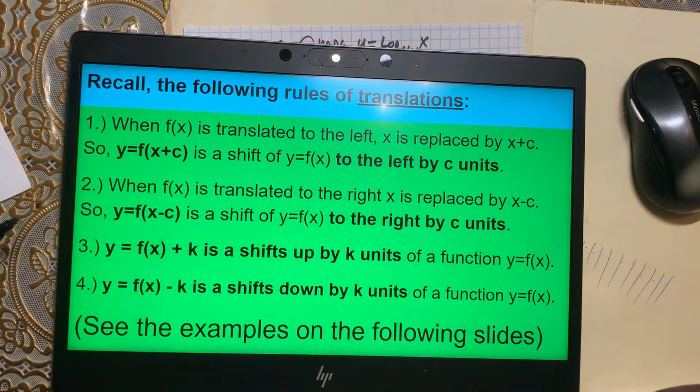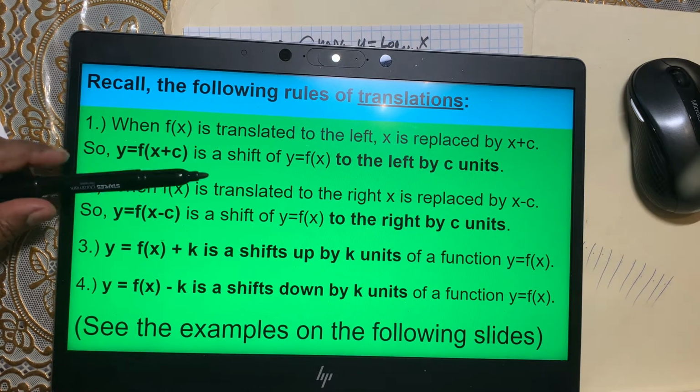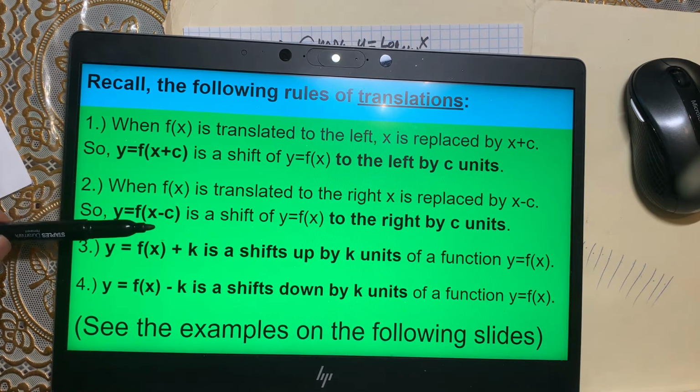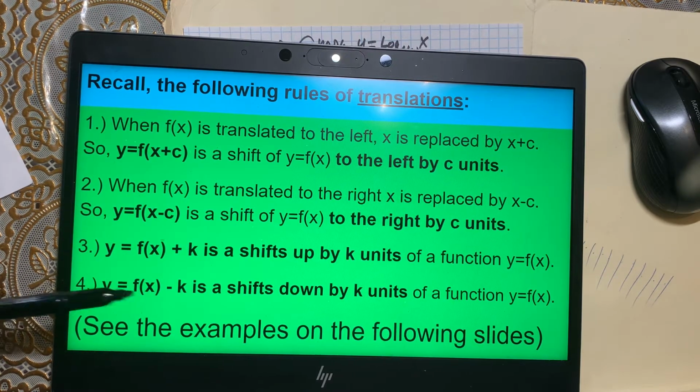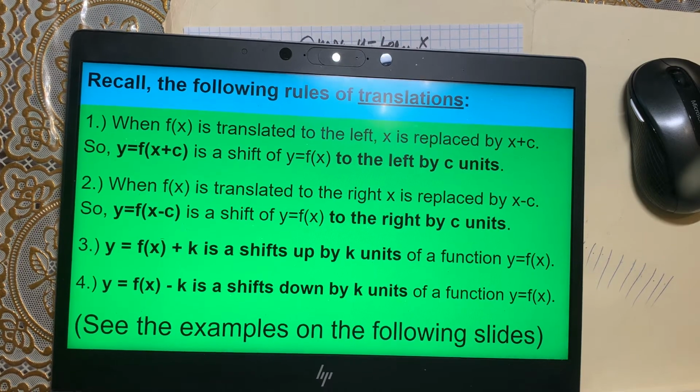Other properties of translations. You remember when you replace x by x plus c, it is a shift to the left. But if you replace x by x minus c, it is a shift to the right by c units. So for our function, f of x plus k means shift up by k units, and f of x minus k means shift down. I'll demonstrate this in terms of logarithmic functions.